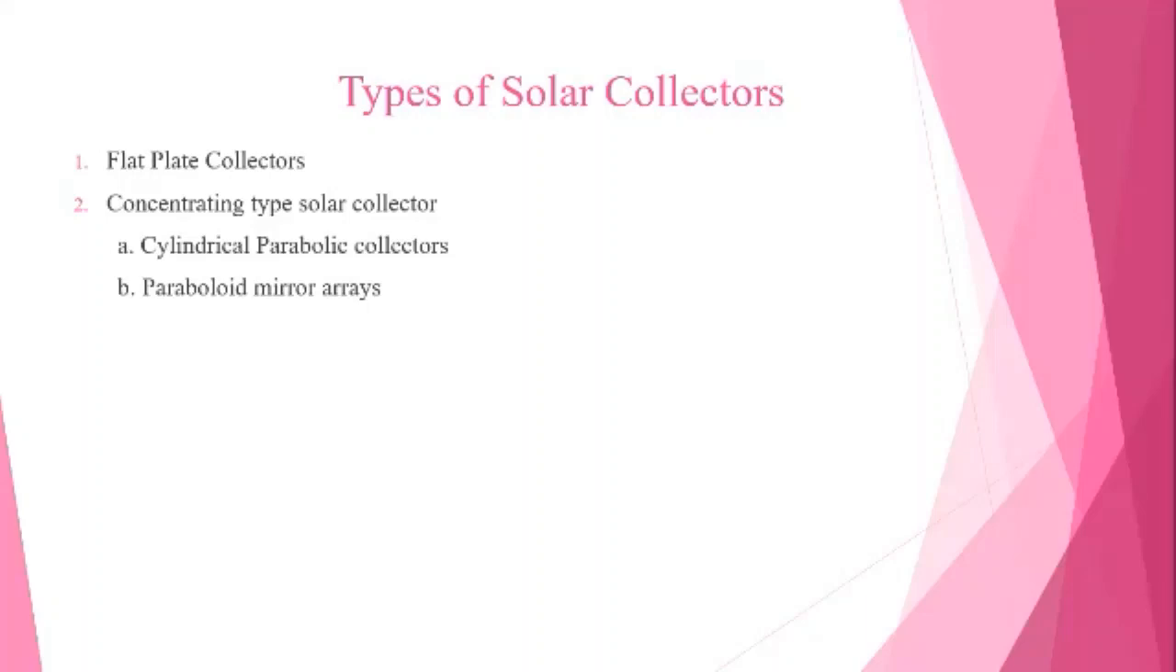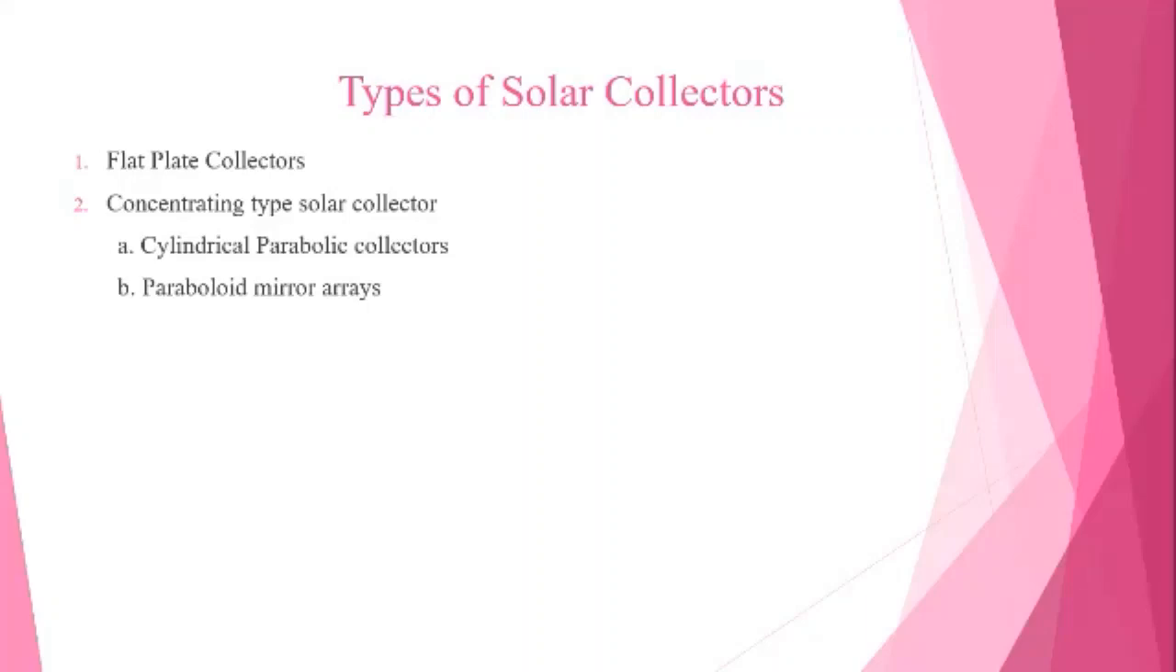Second one is the concentrating type solar collector. Concentrating collectors are also called focusing collectors. These are used for medium to high temperature applications. These are of two types. The first one is the cylindrical parabolic collector. These solar collectors are suitable for applications in the range of 100 degrees Celsius to 300 degrees Celsius.